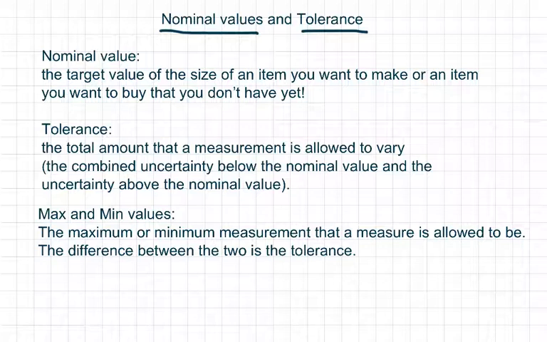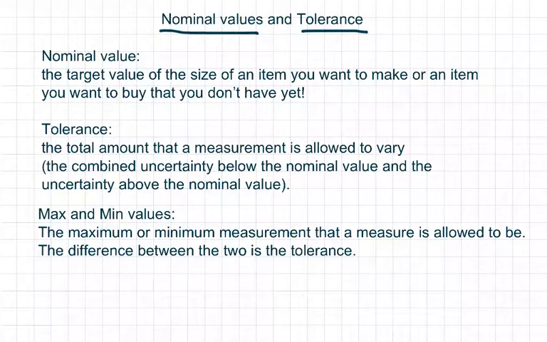or whatever. So nominal value is exactly what the definition I got written out here is: the target size of an item you want. So it's like the exact size you want to make an item that you want to buy or that you're going to build or something like that you don't have yet. Okay, tolerance is the amount that a measurement is allowed to vary. So it's the combined uncertainty below the nominal value and the uncertainty above the nominal value.